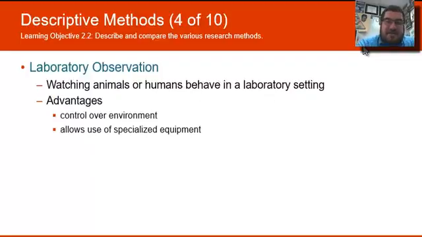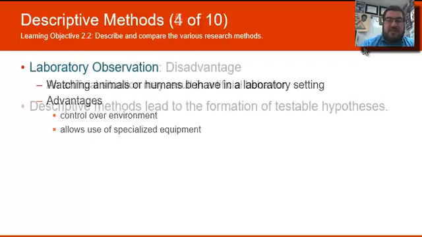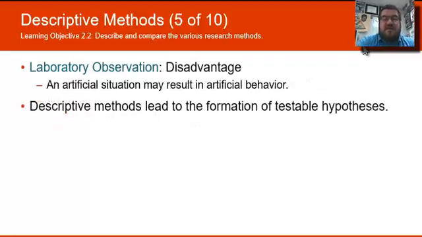Laboratory is kind of the opposite of naturalistic. It's watching humans or animals in a laboratory setting. It allows for a great deal of control over the environment, which the naturalistic setting does not let you do. It also allows for the use of specialized equipment in observation. But the artificial situation may result in artificial behavior.